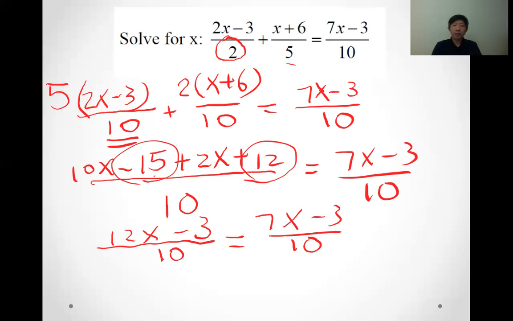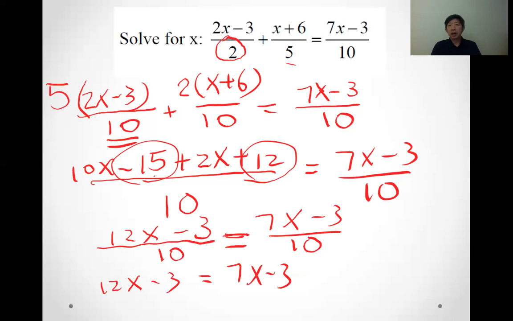So can I times 10 for both to get rid of the fraction denominator? Yes. Times 10, times 10, right? Times 10 for both. Times 10, I make it as 12x minus 3. Times 10, I have a 7x minus 3. All right. And now, what's next?